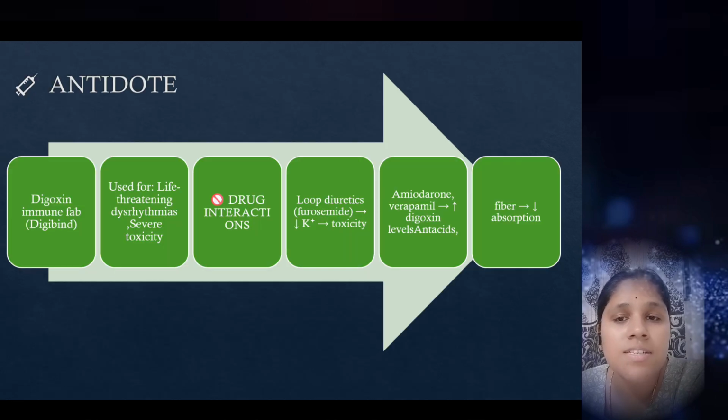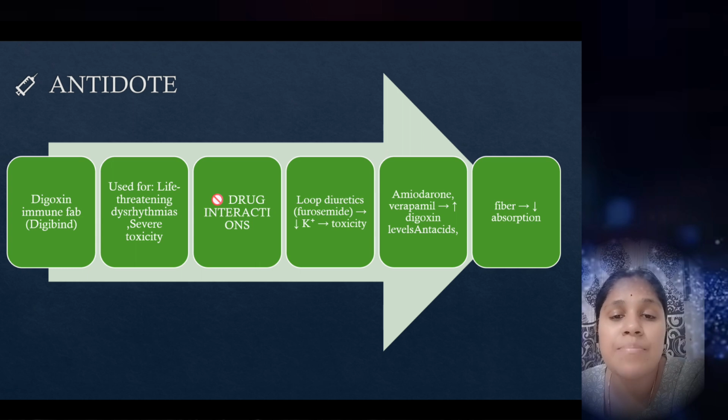The important antidote for digoxin is DigiFab. It is the digoxin immune fab. When the digoxin level is very high and in the toxic range, above 2 nanograms per milliliter, we have to use DigiFab. It is a life-saving drug, mainly for life-threatening dysrhythmias because of overdose of digoxin and to treat severe toxicity because of digoxin.